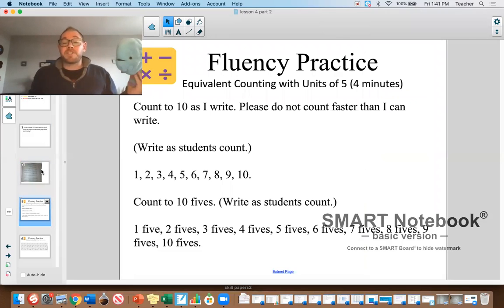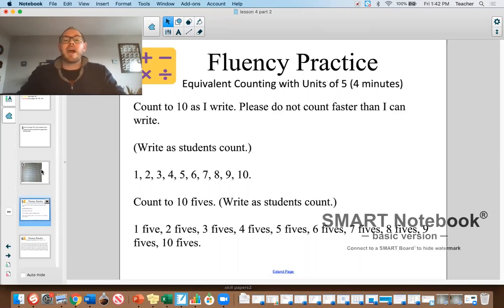All right, well done for finishing up checking your work. We are going to be doing our counting today with units of 5. So I'm going to ask you to count to 10. 1, 2, 3, 4, 5, 6, 7, 8, 9, 10. That was easy. All right, now we're going to turn those numbers into groups of 5. So we're going to start off and we're going to say 1 5. 2 5s, 3 5s, 4 5s, 5 5s, 6 5s, 7 5s, 8 5s, 9 5s, 10 5s.